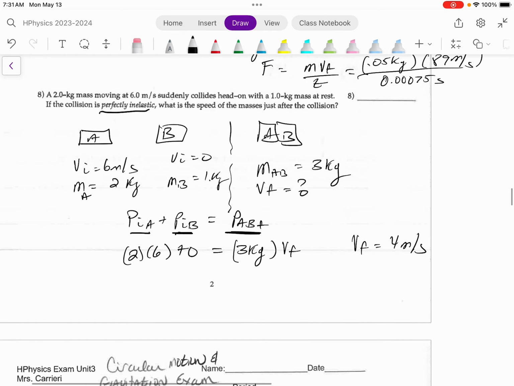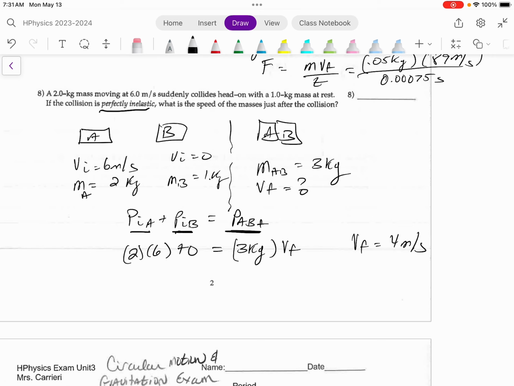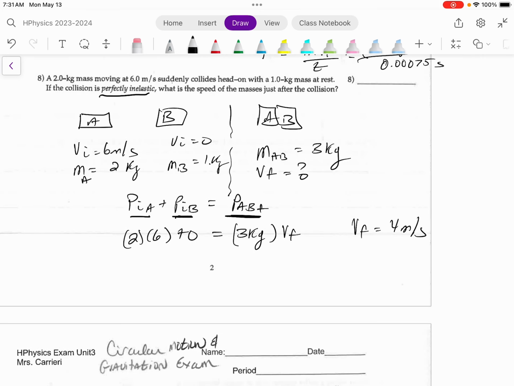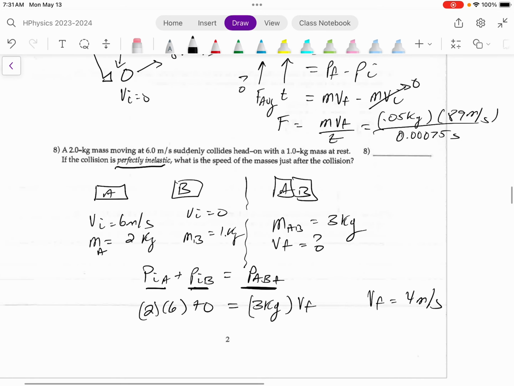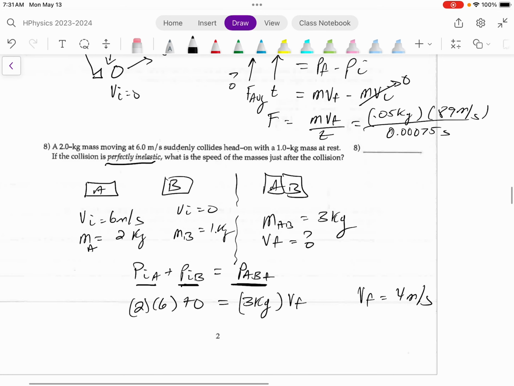Oh, I believe that was the last problem. Oh, I left a page off. Okay, I will insert that in a later video. There was a take-home portion of this test that I did not include.